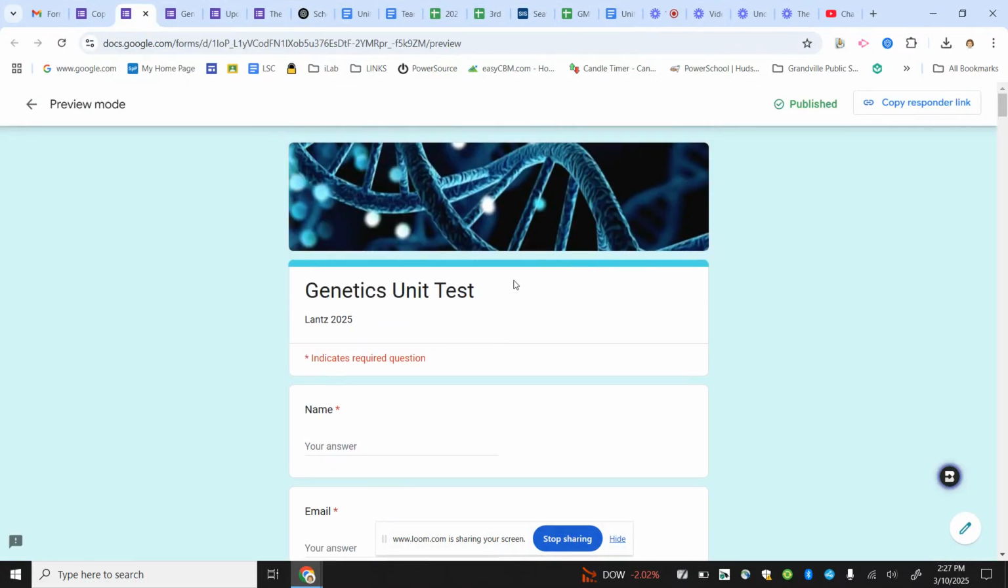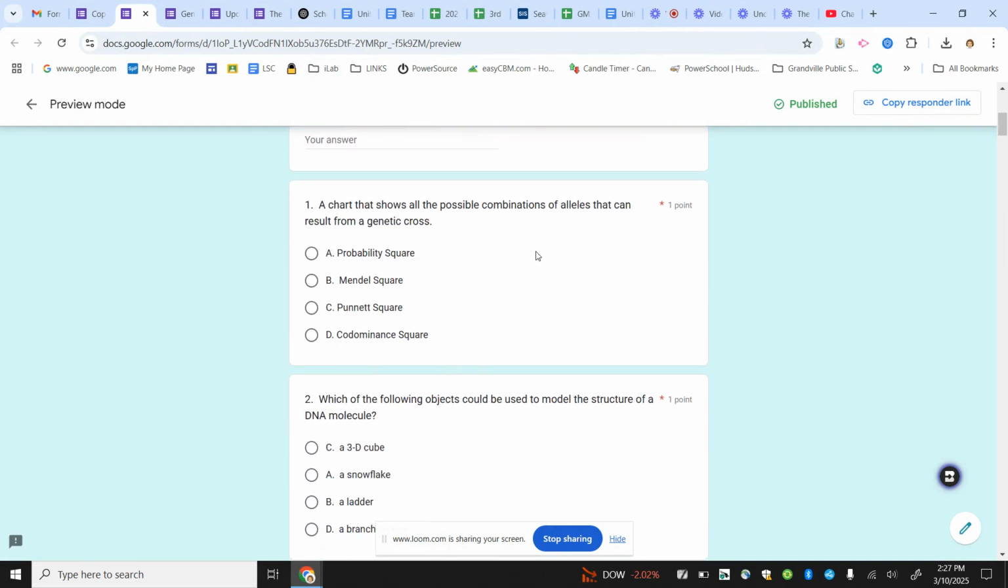This is the genetics unit test. Number 1, a chart that shows all the possible combinations of alleles that can result from a genetic cross. A, probability square, B, Mendel square, C, Punnett square, D, codominant square.